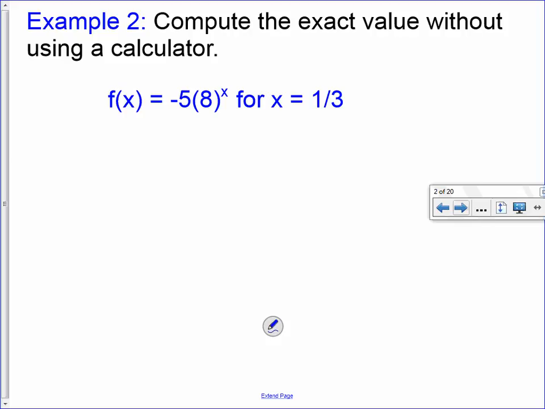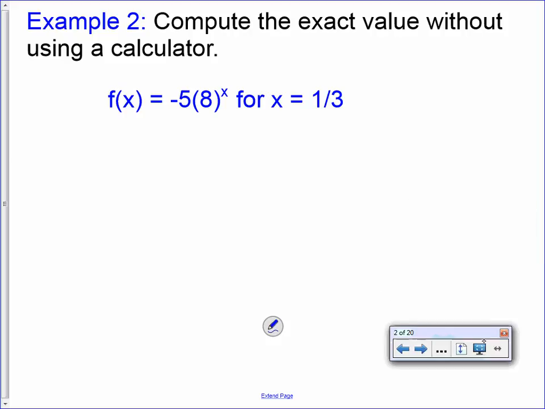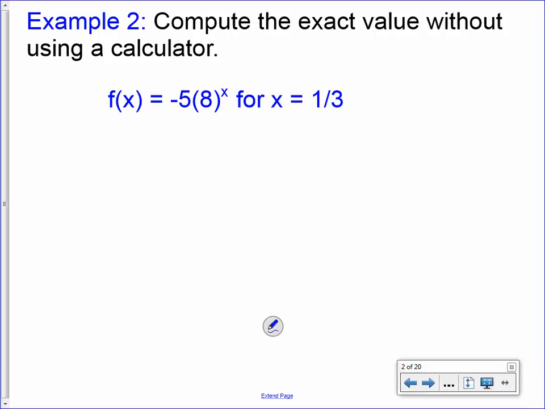All right. Next example. The next thing you want to be able to do is evaluate exponential functions. Since you are plugging into the exponent, this is going to bring up some properties of exponents. Here is an example. We want to find f of x when x is equal to 1/3. So, essentially, we're finding f of 1/3, which means we're just going to plug in 1/3 for x, which is the exponent.